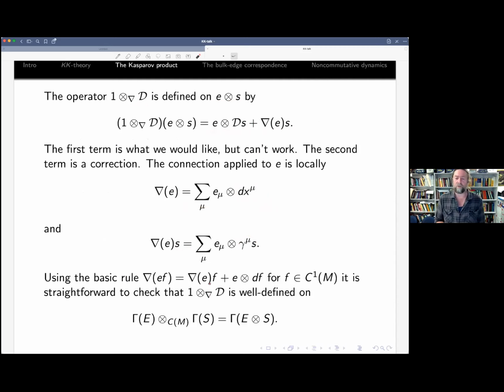So using the basic rule for connections, you can check that your one tensor D, or one tensor nabla D, is well defined on this balanced tensor product, and the balanced tensor product is the sections of the tensor product of the vector bundles. And I can happily put an L2 there if I want as well. That makes no difference.